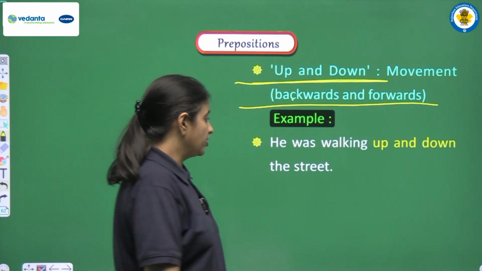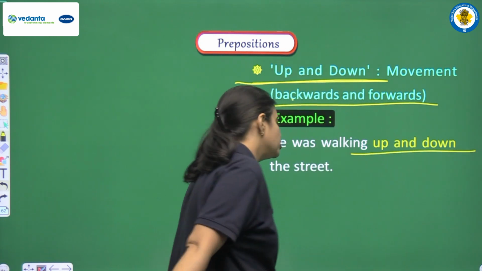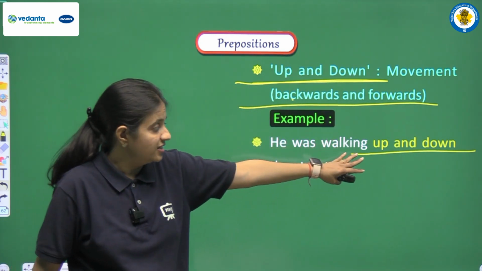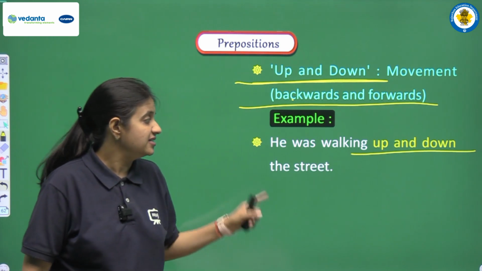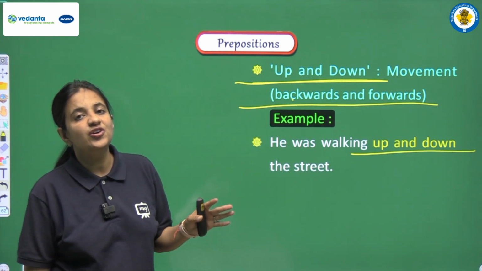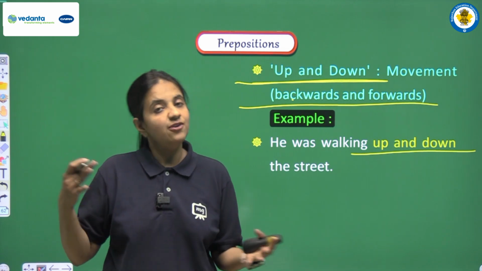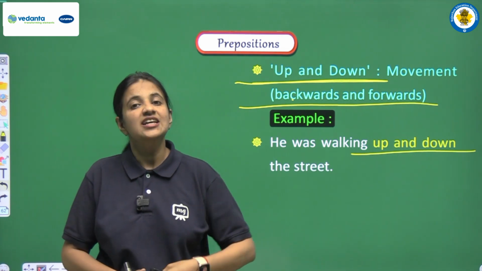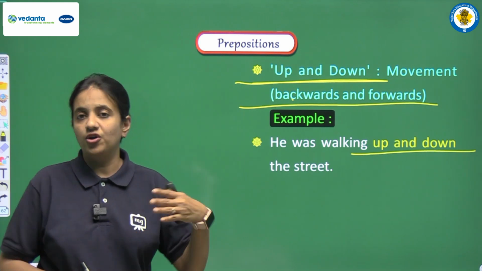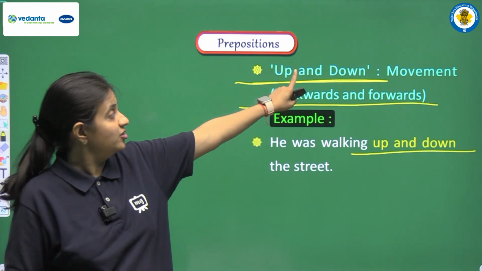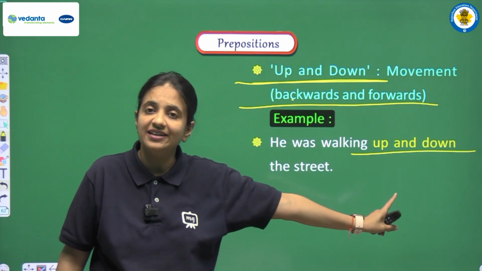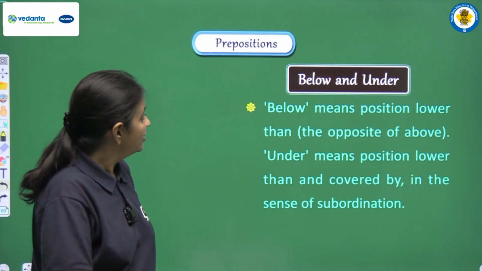He was walking up and down the street. So in this sentence we have up and down together. The sentence is: he was walking up and down the street. It means he was walking backward and forward in the street. Yes, so up and down are two different prepositions. They have their own uses, but they can be used together if we want this kind of meaning in the sentence. Okay, moving on.